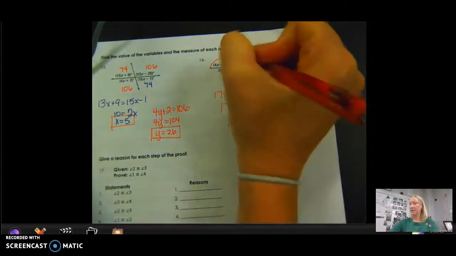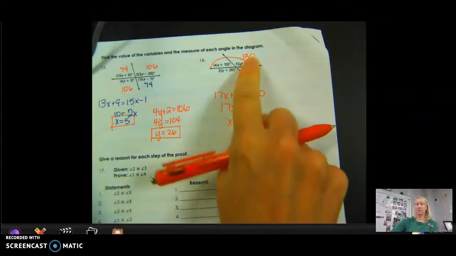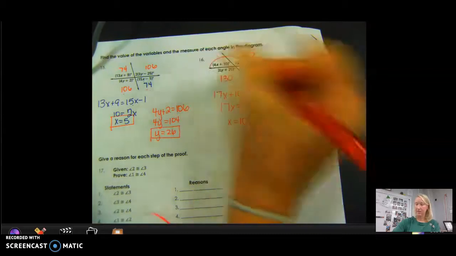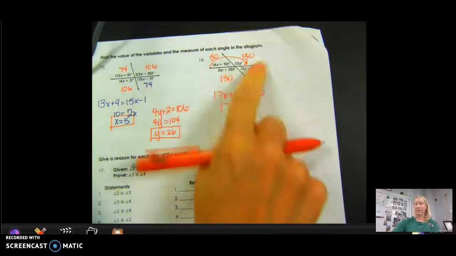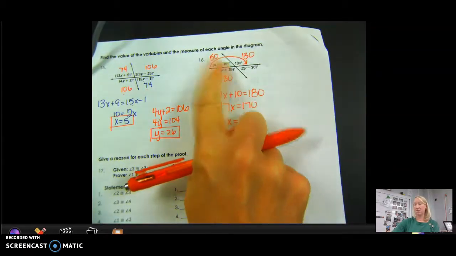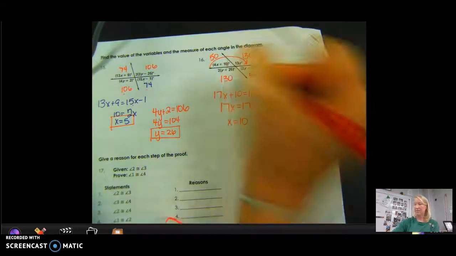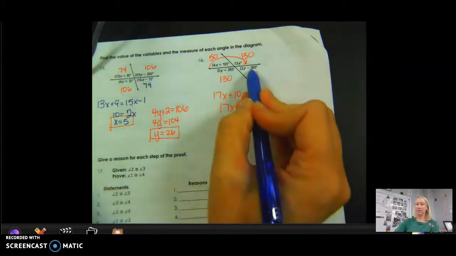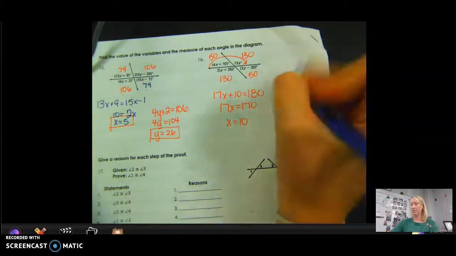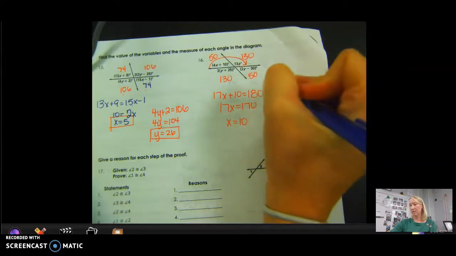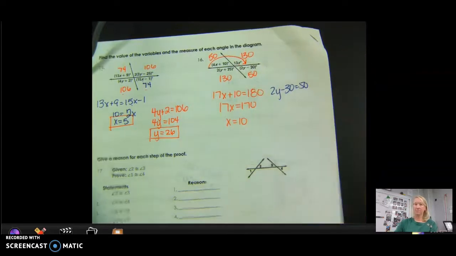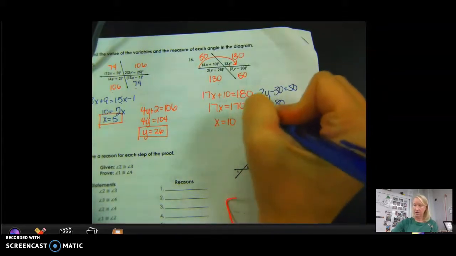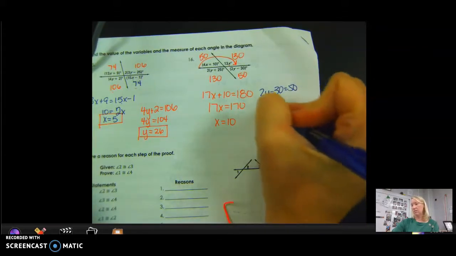So if I plug that in, 13 times 10 is 130. So that's 130. That means that this is 130. That means that this is 50, because 130 plus 50 equals 180. That means this is 50. So now to find y, I'm going to use either this equals that or this equals that. I could add them together and set it equal to 180. But I'm going to just do 2y minus 30 equals 50. I'm going to add 30 to both sides, so I get 2y equals 80. So I get y equals 40.